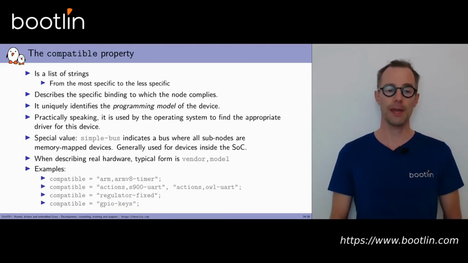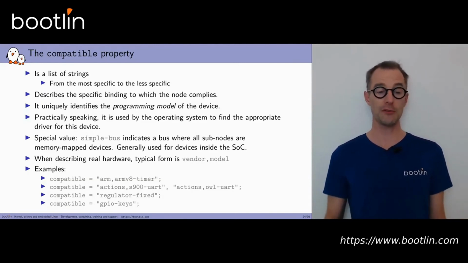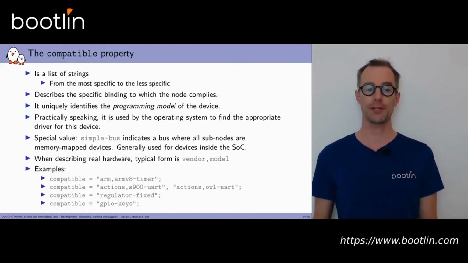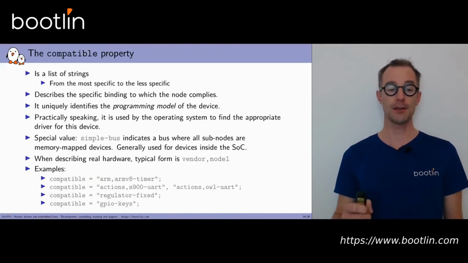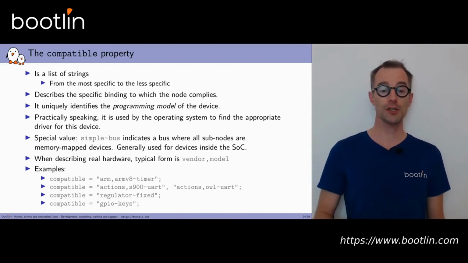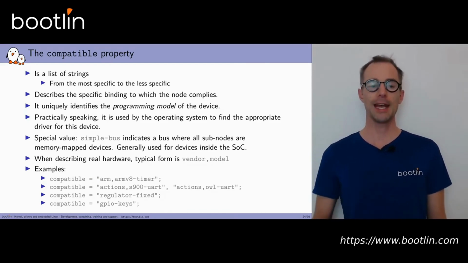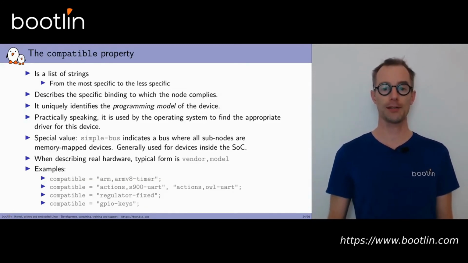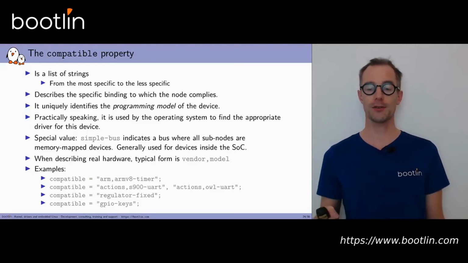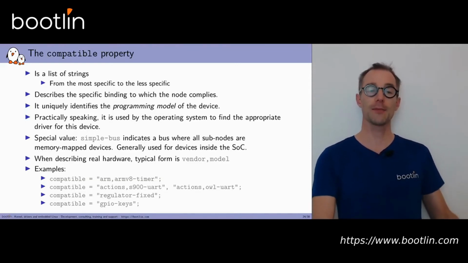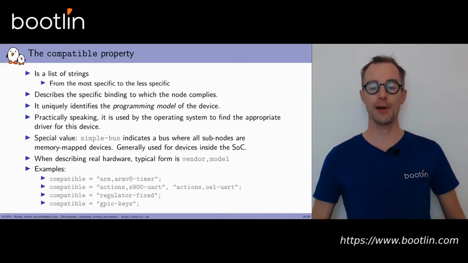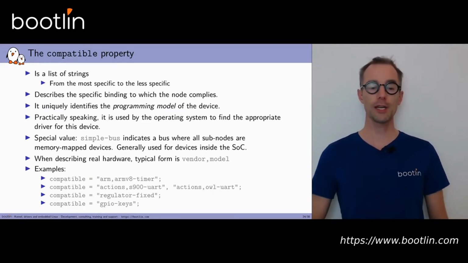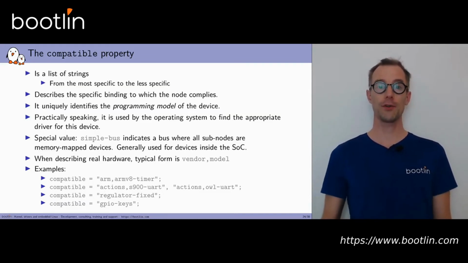So now let's have a look at a number of the properties in the device tree. And the most important property by far to explain is the compatible property. The compatible property is a list of strings from the most specific to the less specific. And this compatible property describes the specific binding to which the node complies. So this is the property that is going to say this node is describing this particular device using that specific device tree binding. And it uniquely identifies the programming model of the device.